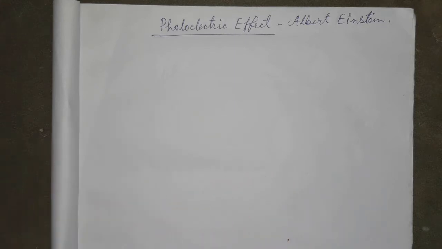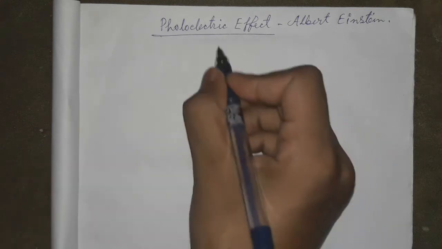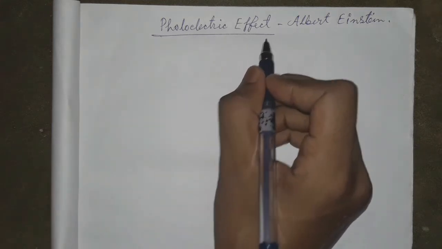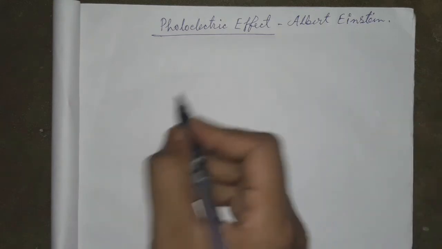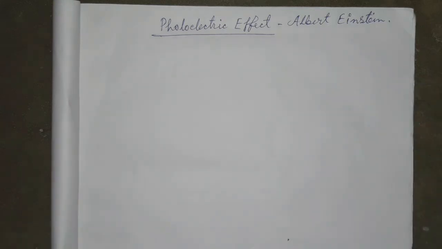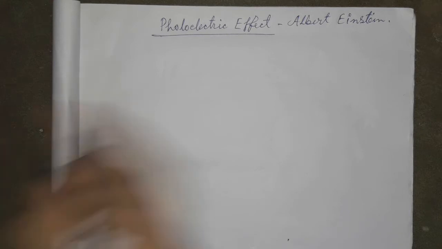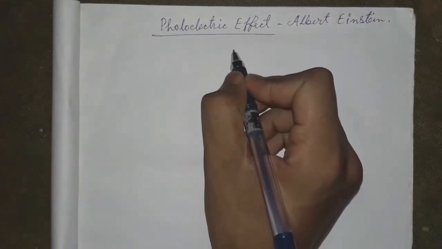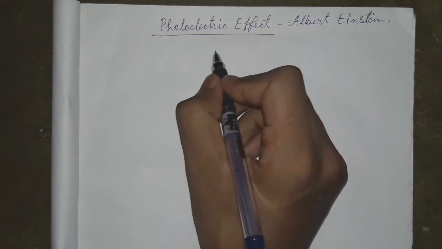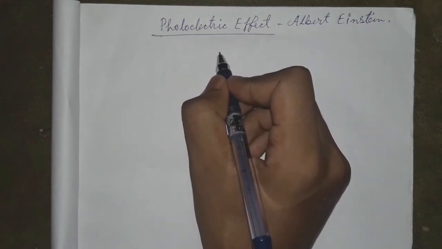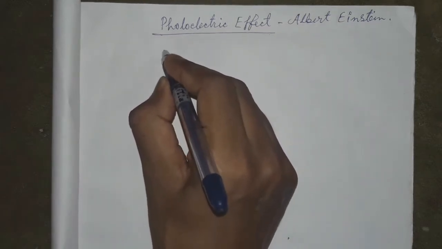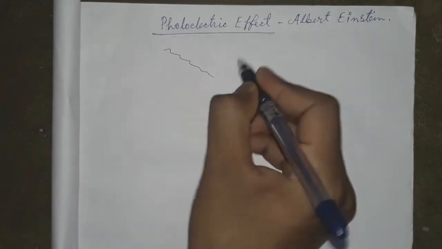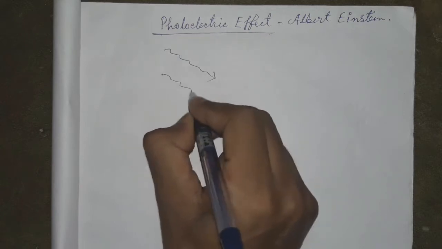Before explaining this photoelectric effect, we have to know something about light. What is light? As we know, light shows both wave and particle-like nature, but to explain the photoelectric effect we have to consider only the particle nature of light. So suppose light is coming from a source or from somewhere.